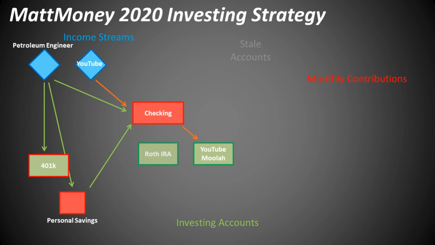There's the Roth IRA, which generally speaking gets funded with my personal savings. And so just like we will have early this month in January of 2020, I have a decent amount of money sitting in the personal savings. I'll move that over into my Roth IRA. And actually, I have to do a backdoor IRA due to income reasons.